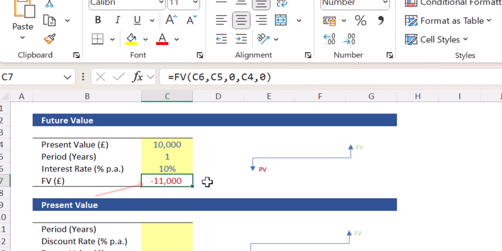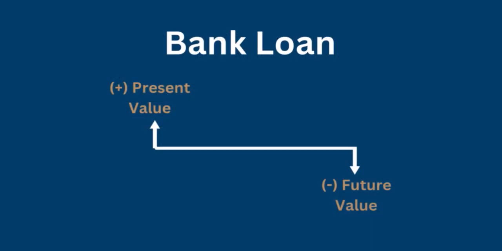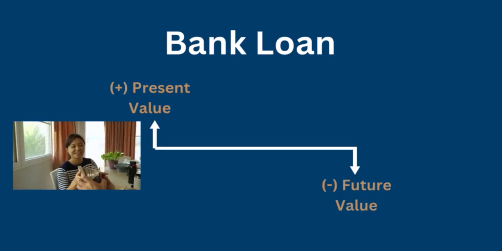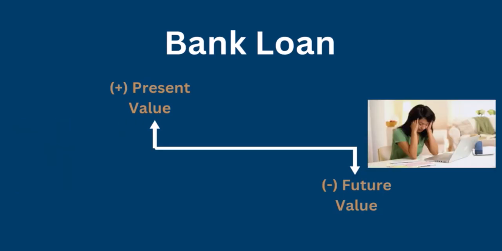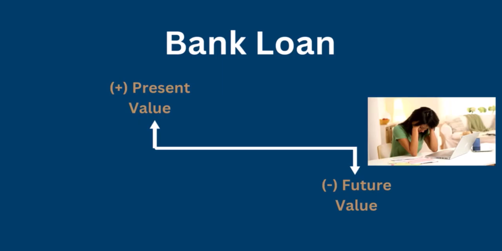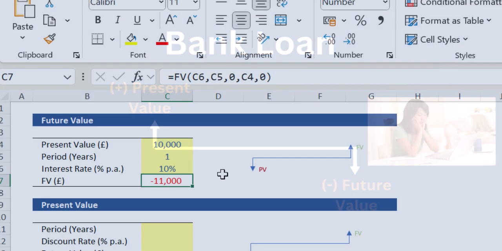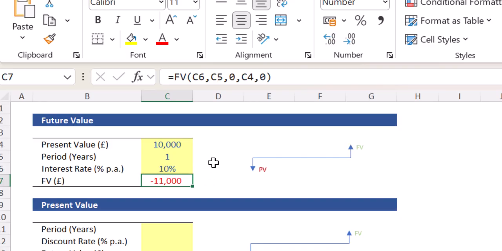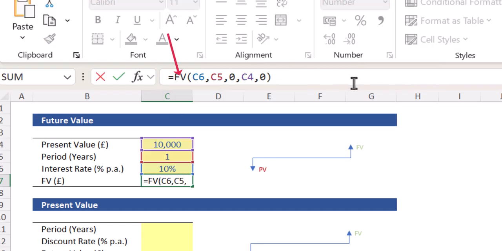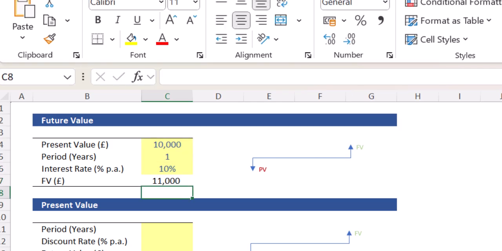This could be seen more like a bank loan, where you first receive the money, which is a positive present value, and then later you repay the money, which is a negative future value. Keep this concept in mind while working with financial functions. However, if you are just interested in the absolute value of your functions, simply insert a minus sign at the beginning of your function to get a positive value here.